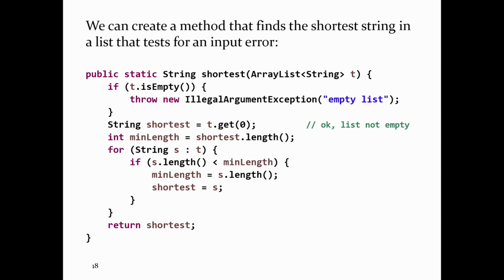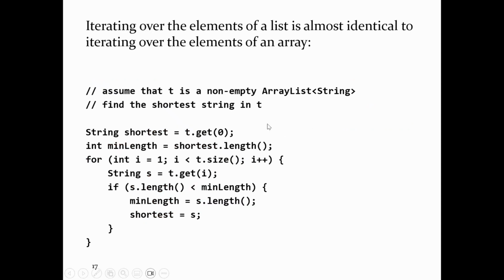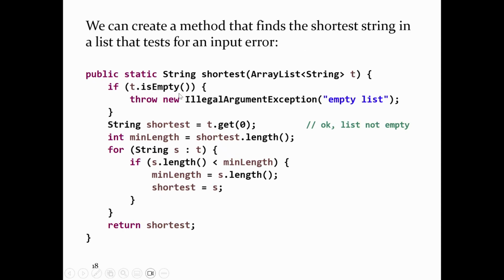Now, the two previous versions I showed you assumed that the list was not empty. They both assume that you can get the first element from the list. If the list is empty, there is no first element. So if you're going to write a method that does this, then you should probably check, is the list empty? And if the list is empty, you should indicate to the caller that something has gone wrong. So in this case, I'm going to throw an exception.